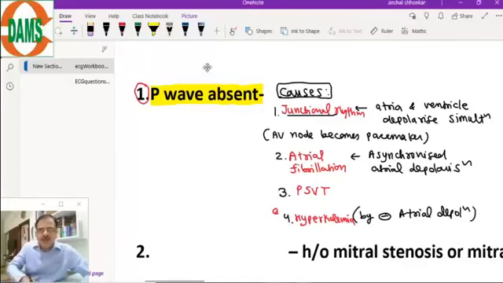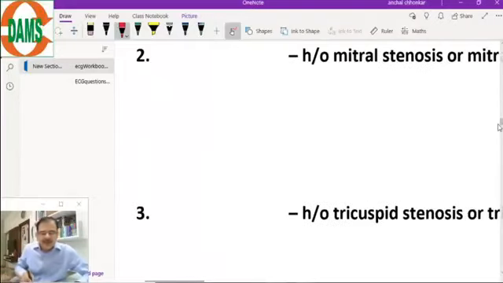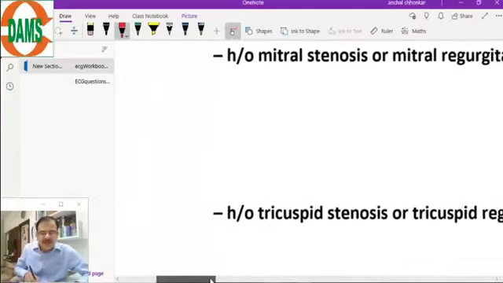Now coming to the number 2 abnormality. So if the P wave in V1 is biphasic, the net will be 0. Yes, it will be almost 0. Now the number 2 abnormality of the P wave starts with the history.